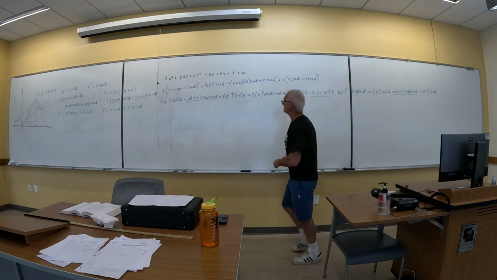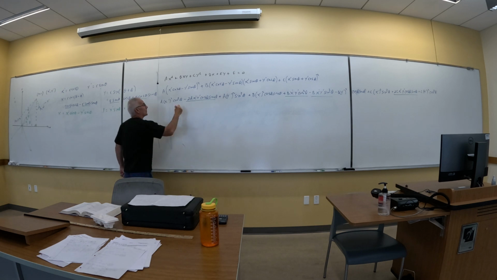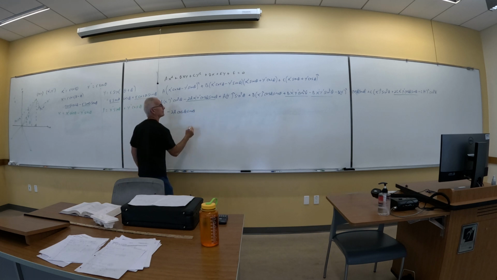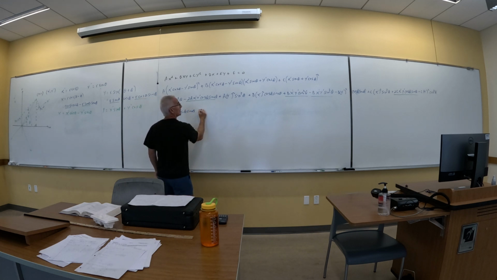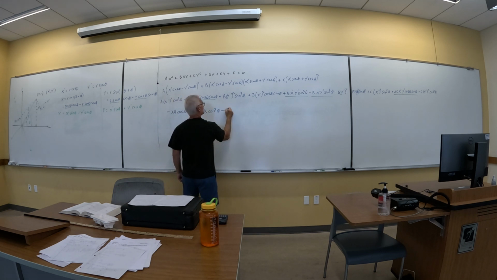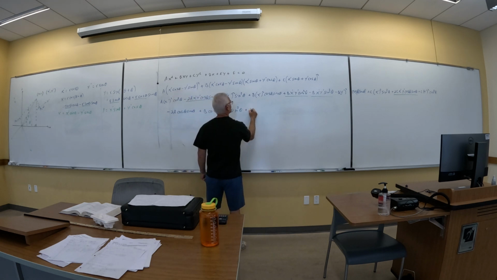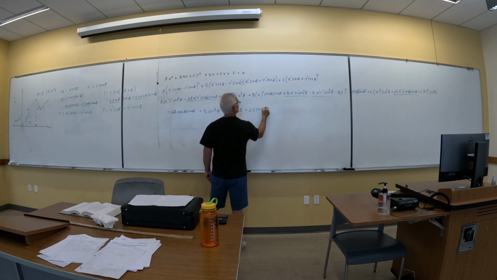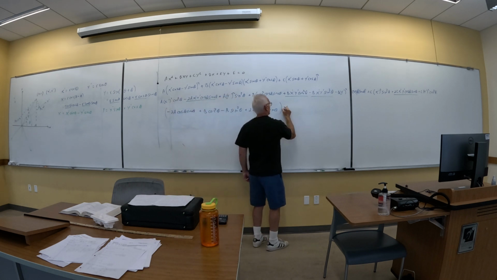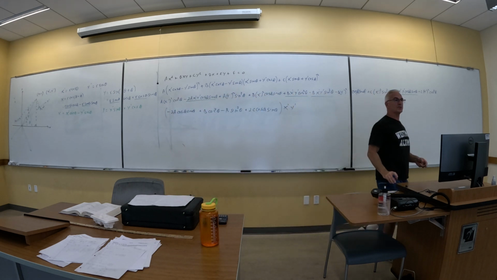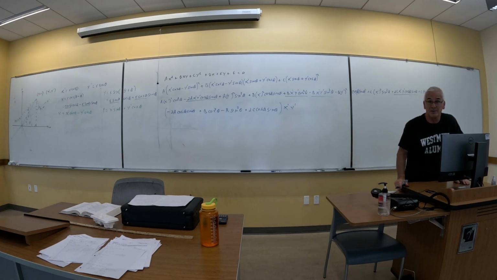So let's put all those together. I'm going to have negative 2a cos phi sine phi plus b cos squared phi minus b sine squared phi, and then the last one would be plus 2c cos phi sine phi, and all of that would be multiplied by x prime y prime. That's the coefficient of the x prime y prime. I don't care about the other ones. I only care about this one because I need that coefficient to equal 0.